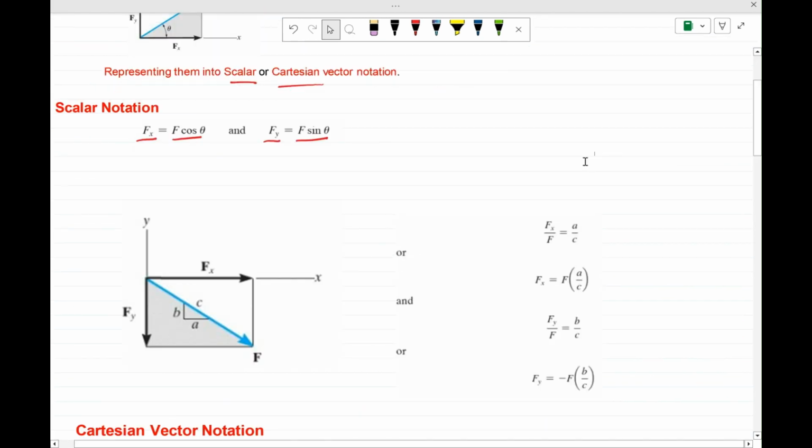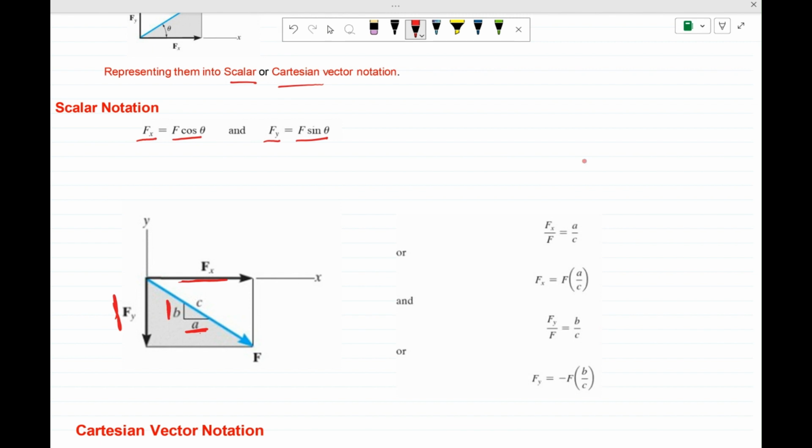We should pay attention to this special case. When we have similar triangles, you can see that triangle ABC, the smaller triangle, is similar to the big one, to this upper or lower triangle. That's why we call them similar triangles. For this special case, the x component, F_x, corresponds to the a side, and the F_y component corresponds to the b side.